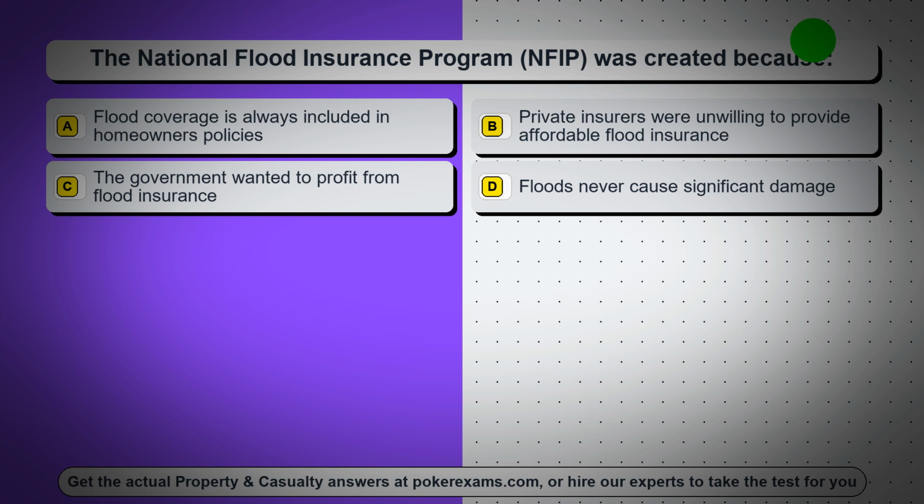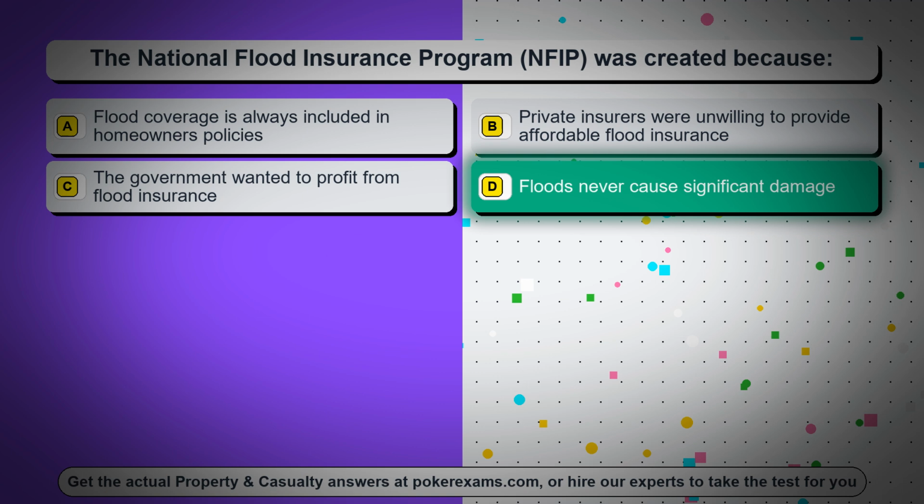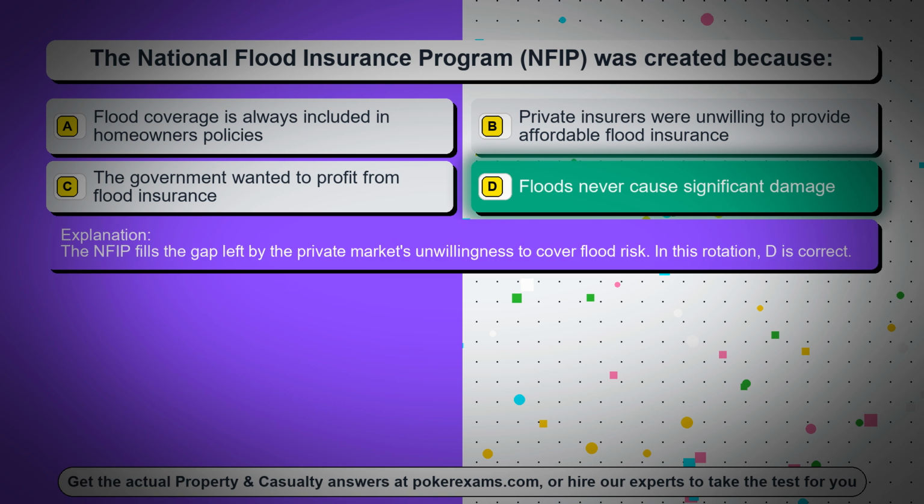Question 32. The National Flood Insurance Program, NFIP, was created because, option A, flood coverage is always included in homeowners policies, option B, private insurers were unwilling to provide affordable flood insurance, option C, the government wanted to profit from flood insurance, option D, floods never cause significant damage. The correct answer is option D, floods never cause significant damage. The NFIP fills the gap left by the private market's unwillingness to cover flood risk. In this rotation, D is correct.